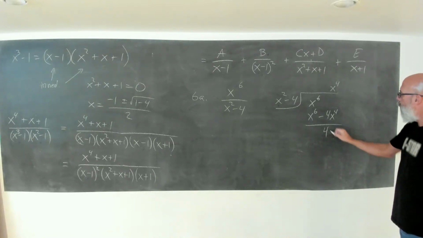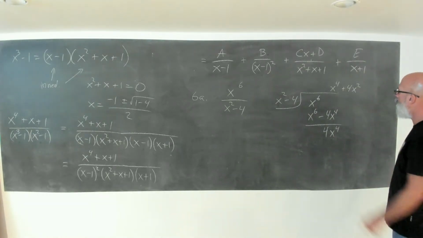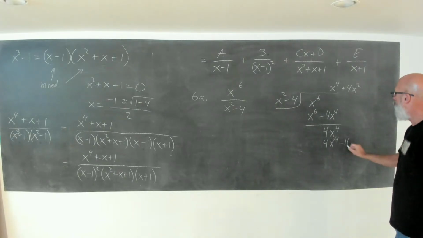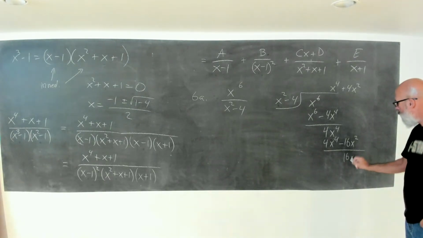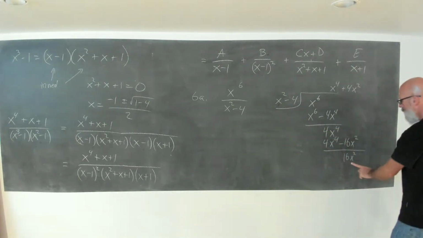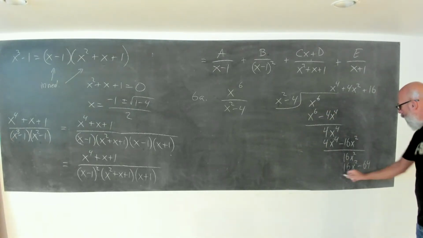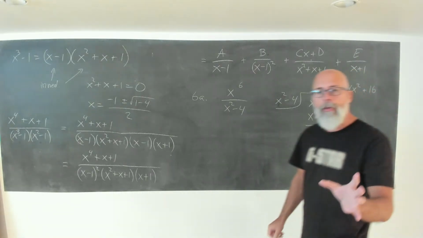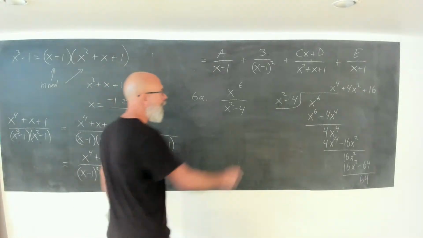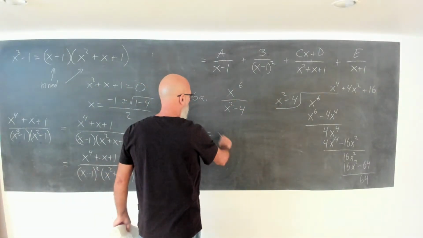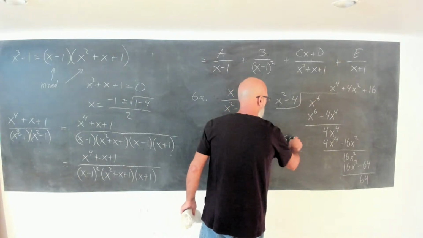And then you subtract, getting a 4x to the 4. And repeat, what must I multiply to x squared to get a 4x to the 4? The answer is 4x squared. Subtract again, getting a 16x squared. And the question is, what must I multiply to x squared to get a 16x squared? The answer is 16. You get a 16x squared minus 64. Subtracting gives us a remainder this time, right? A remainder of 64. So what does that mean? Well, that means that this is equal to x to the 4 plus 4x squared plus 16 plus the remainder over the divisor.